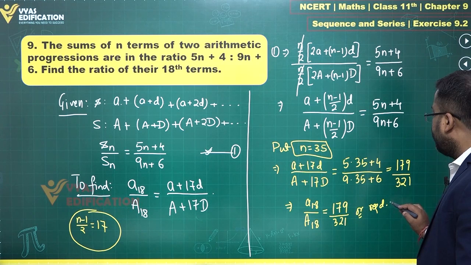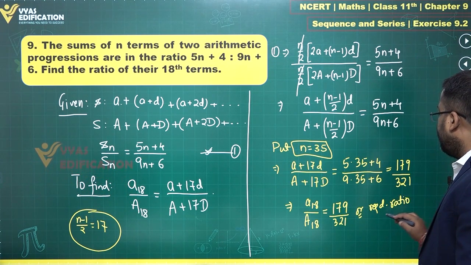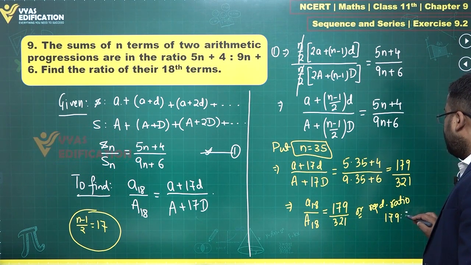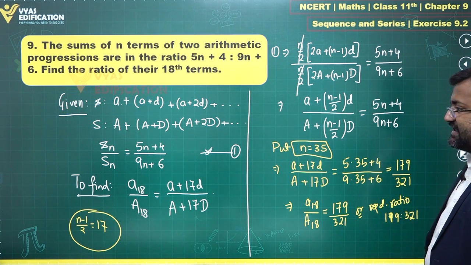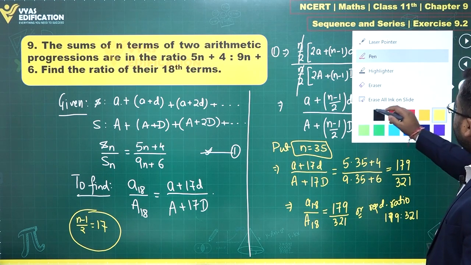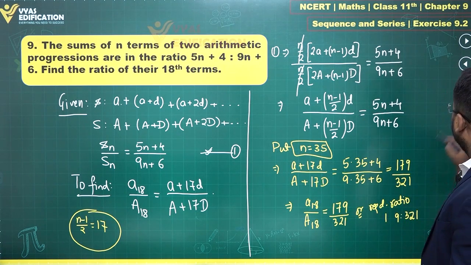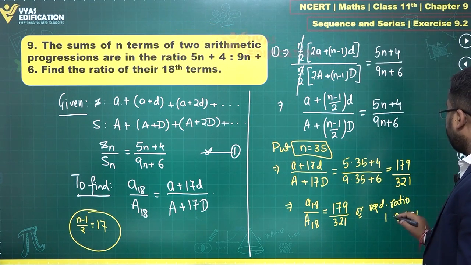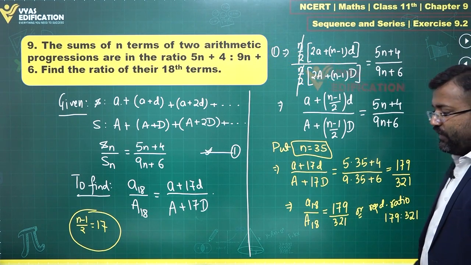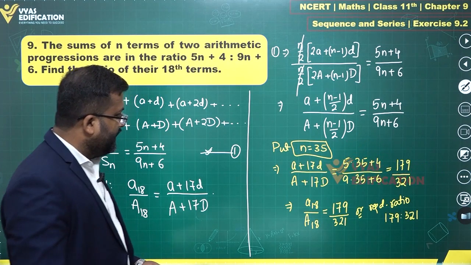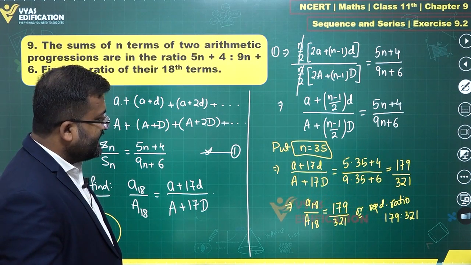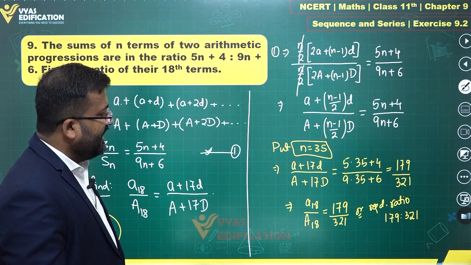required ratio will be 179 is to 321. Let's see whether these get cancelled by some particular factor. I don't think so, but we'll just confirm. 179 is to 321. So 179 does not divide by 3. 4 is irrelevant. 5 is also irrelevant. 6 is irrelevant. 7, is 7 relevant?